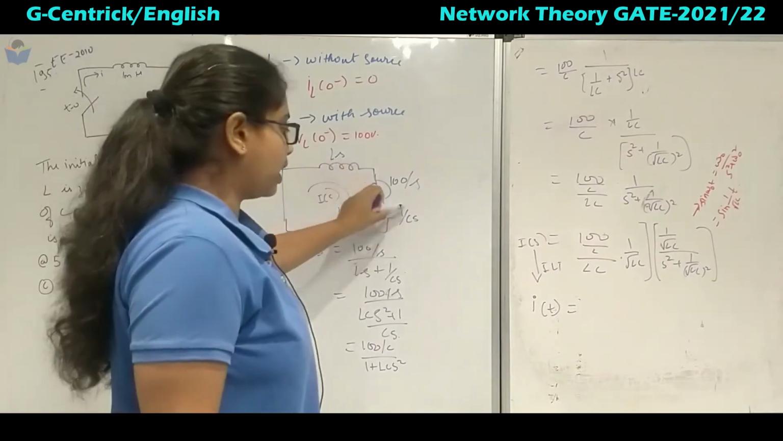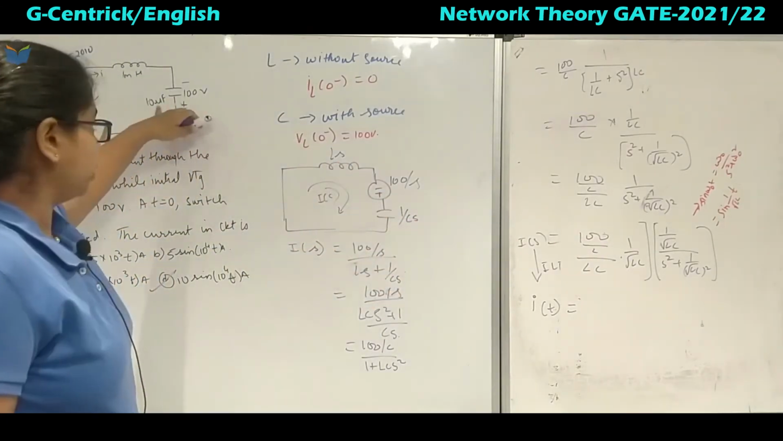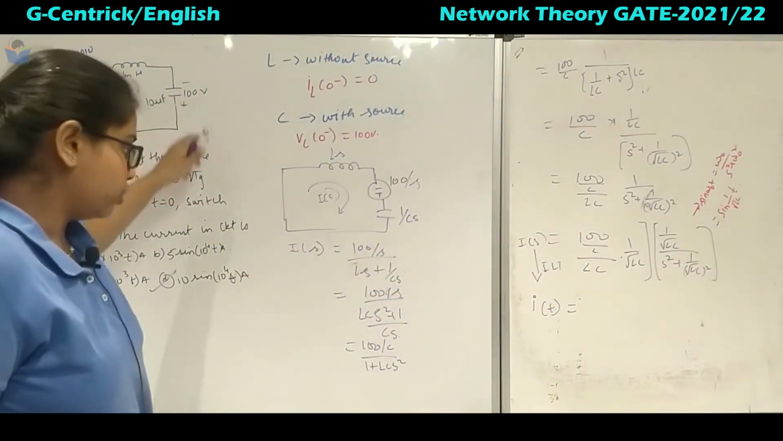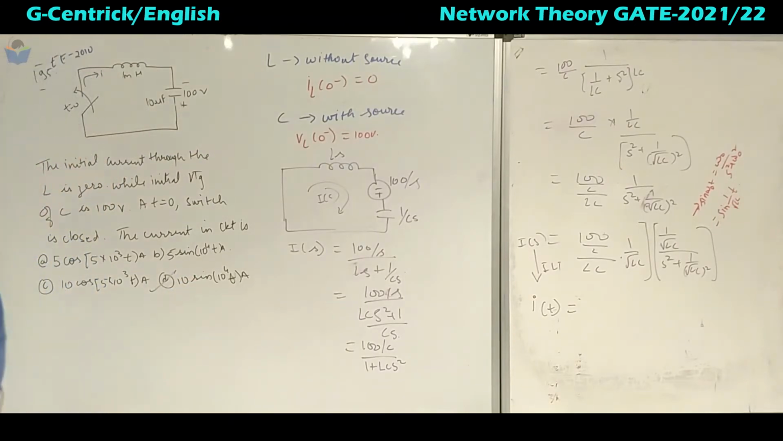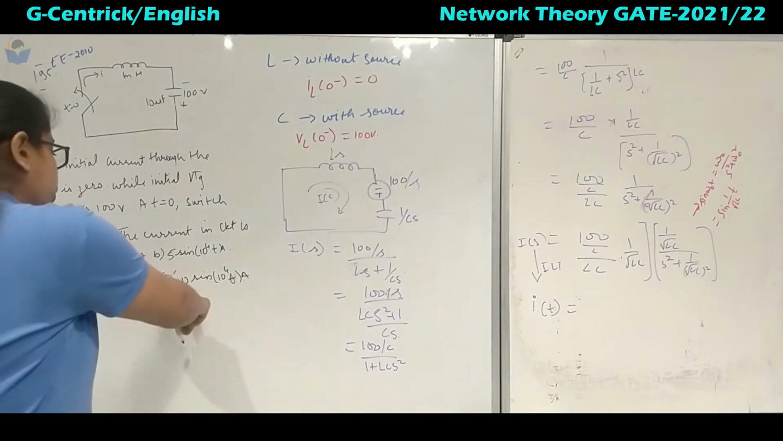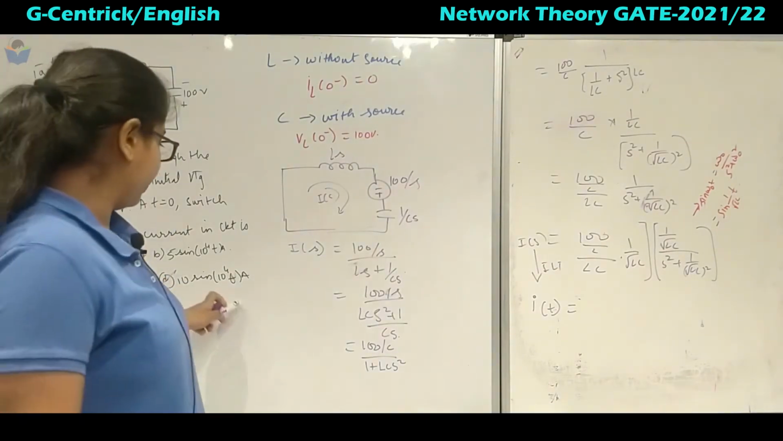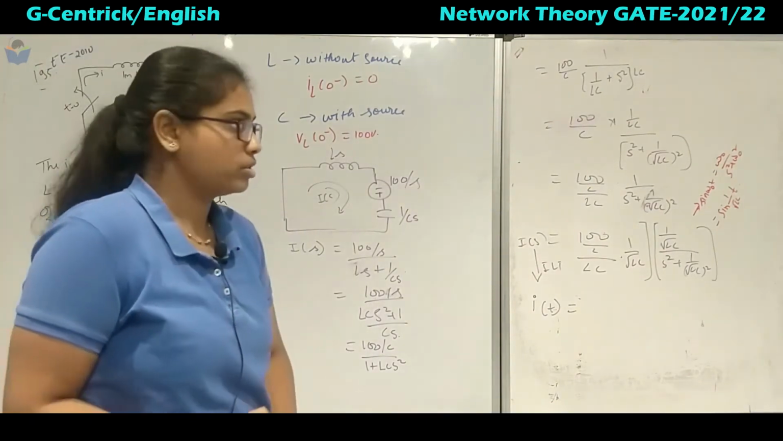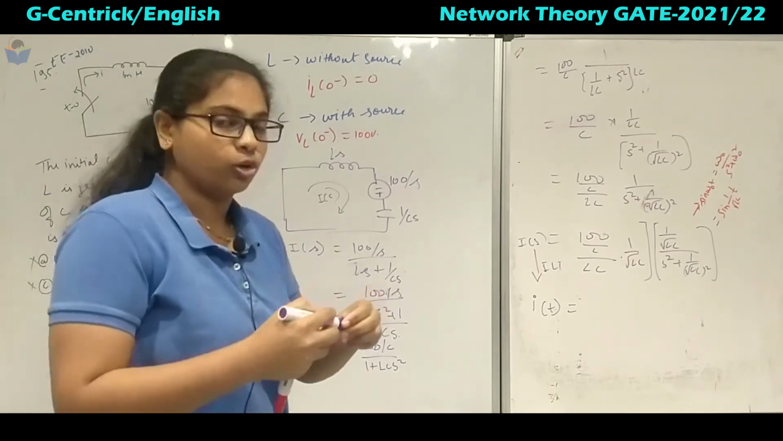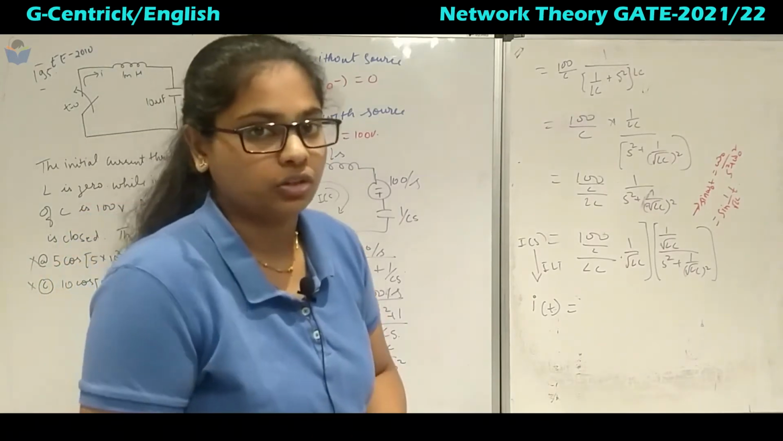Substitute the values of L and C, which are 1 millihenry and 10 microfarad. Finally you will get the answer in sine terms. Cos you will not get, so check with these two. You will get 10 sine 10 to the power 4 t amperes. We will see 2 more questions based on this and then we will end this lecture.